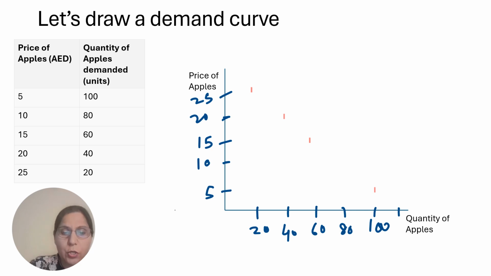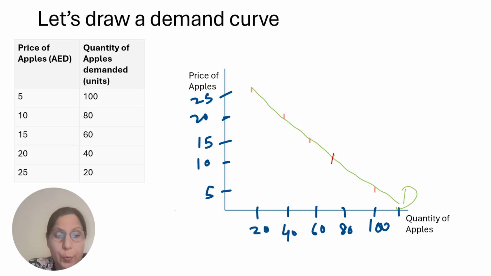Now, when we draw a line connecting all these points that we have actually marked, we will get our demand curve. There was a point here as well. So we'll get our demand curve. And what we observe is that the demand curve is always downward sloping, right? So downward sloping because there's a negative relationship between price and the quantity demanded.